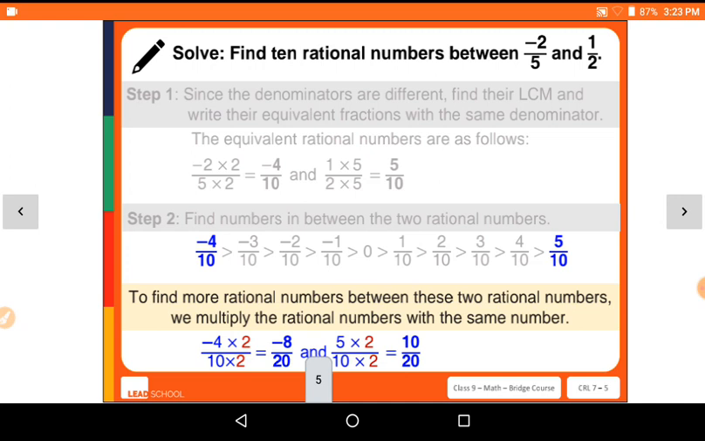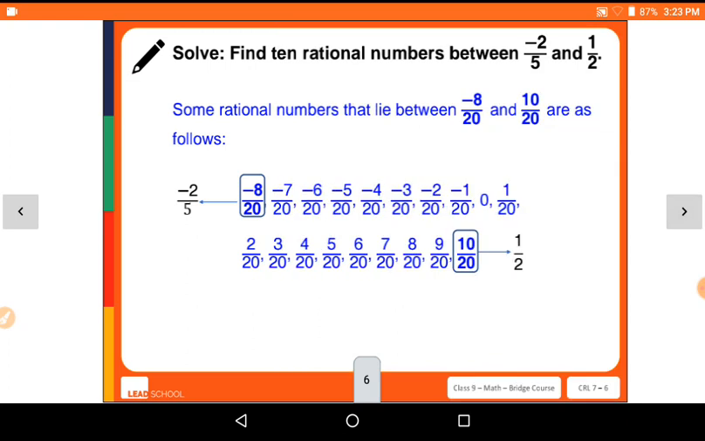Now to find more rational numbers between these two rational numbers, we multiply the rational numbers with the same number. Similarly we have minus 4 by 10. Again we multiply with 2, then minus 8 by 20, 10 by 20, and so on. If we multiply the rational numbers with the same number, then we get more rational numbers between these two. So some rational numbers that lie between minus 8 by 20 and 10 by 20, we got all these up to 10 by 20.